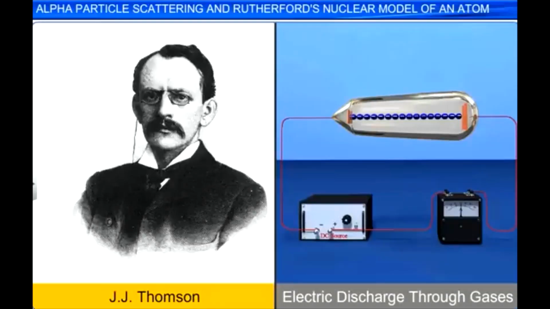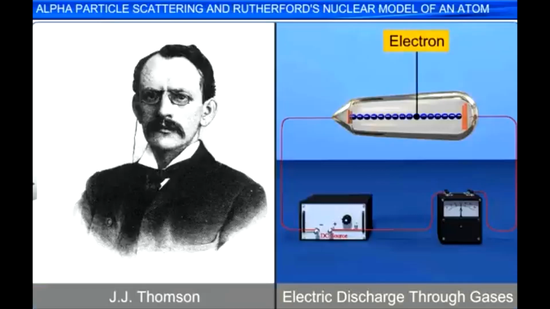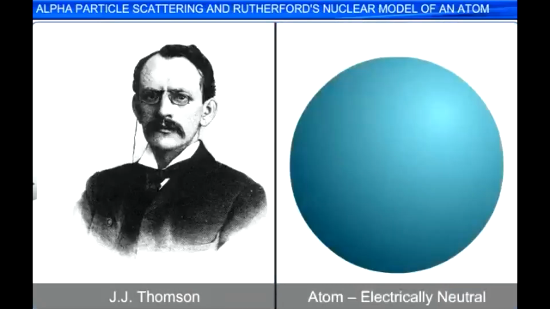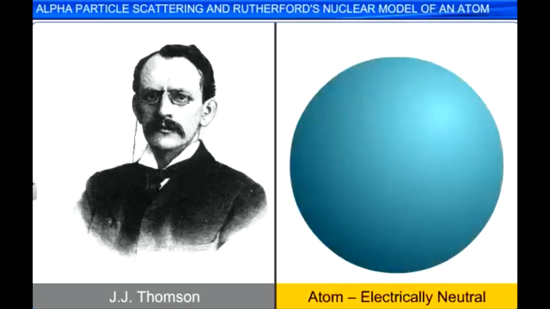J. J. Thomson's experiments with the discharge tube with different gases filled in it, one at a time, led to the conclusion that all the elements contain negatively charged particles, which were later called electrons. Since the atom is electrically neutral, it was proposed that the atom must also contain positively charged particles in it, such that the total negative charge in the atom is equal to the positive charge in it.